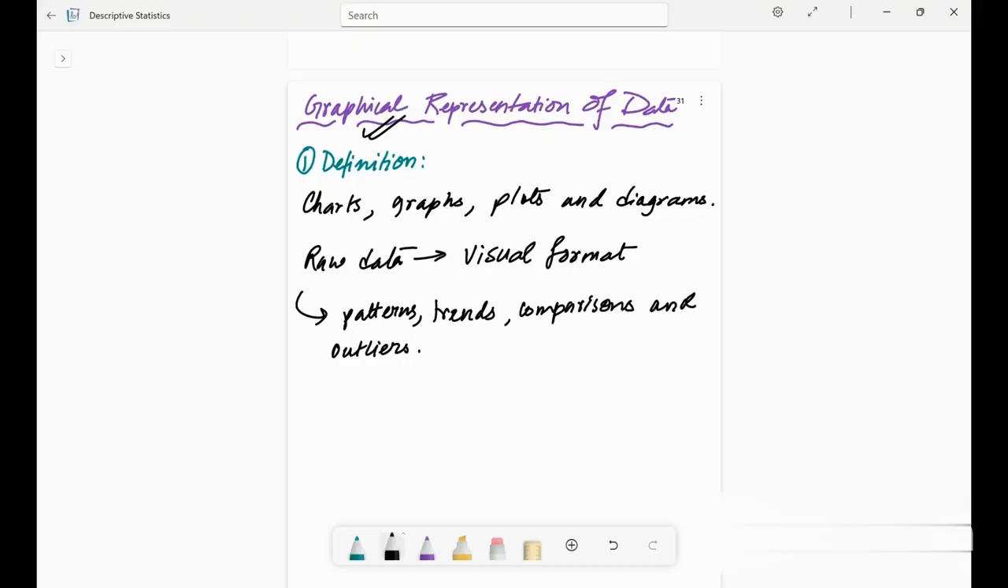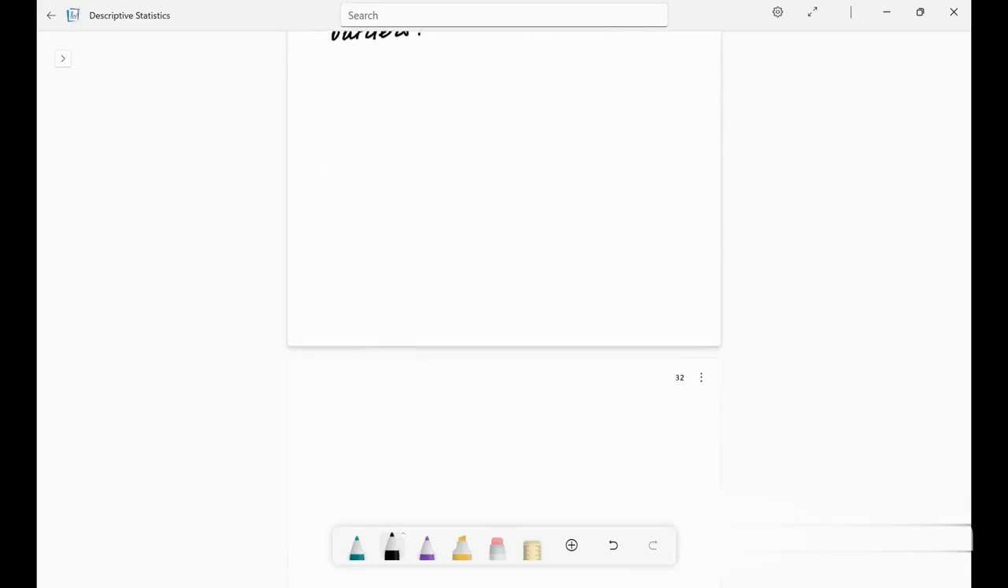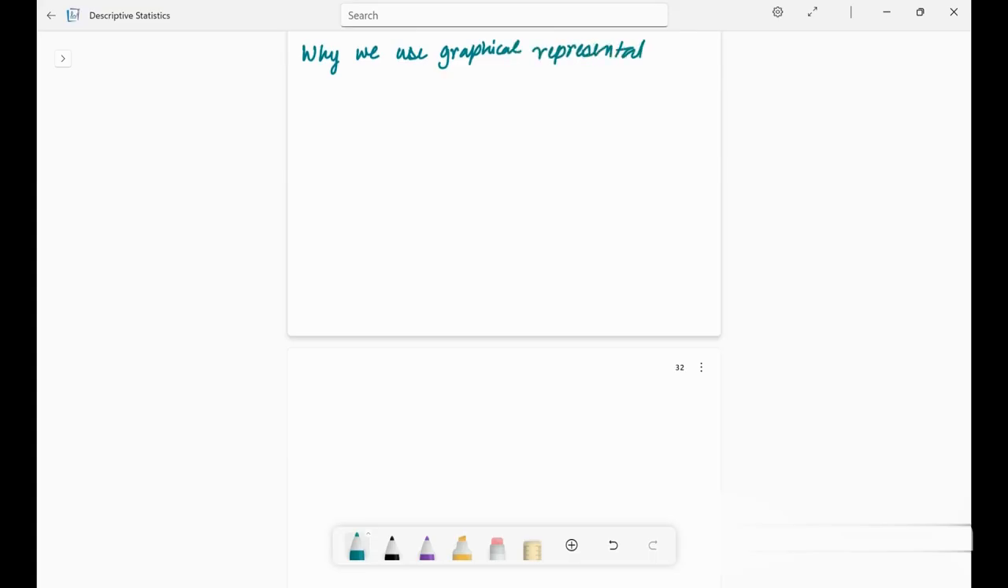Now, the next question that comes to our mind is why we use graphical representation. Let's write the question. We use graphical representation mainly for three reasons. First is to summarize large amounts of data in a simple and clear way. Next is to visualize trends, distributions, and relationships that are not so obvious in raw numbers.